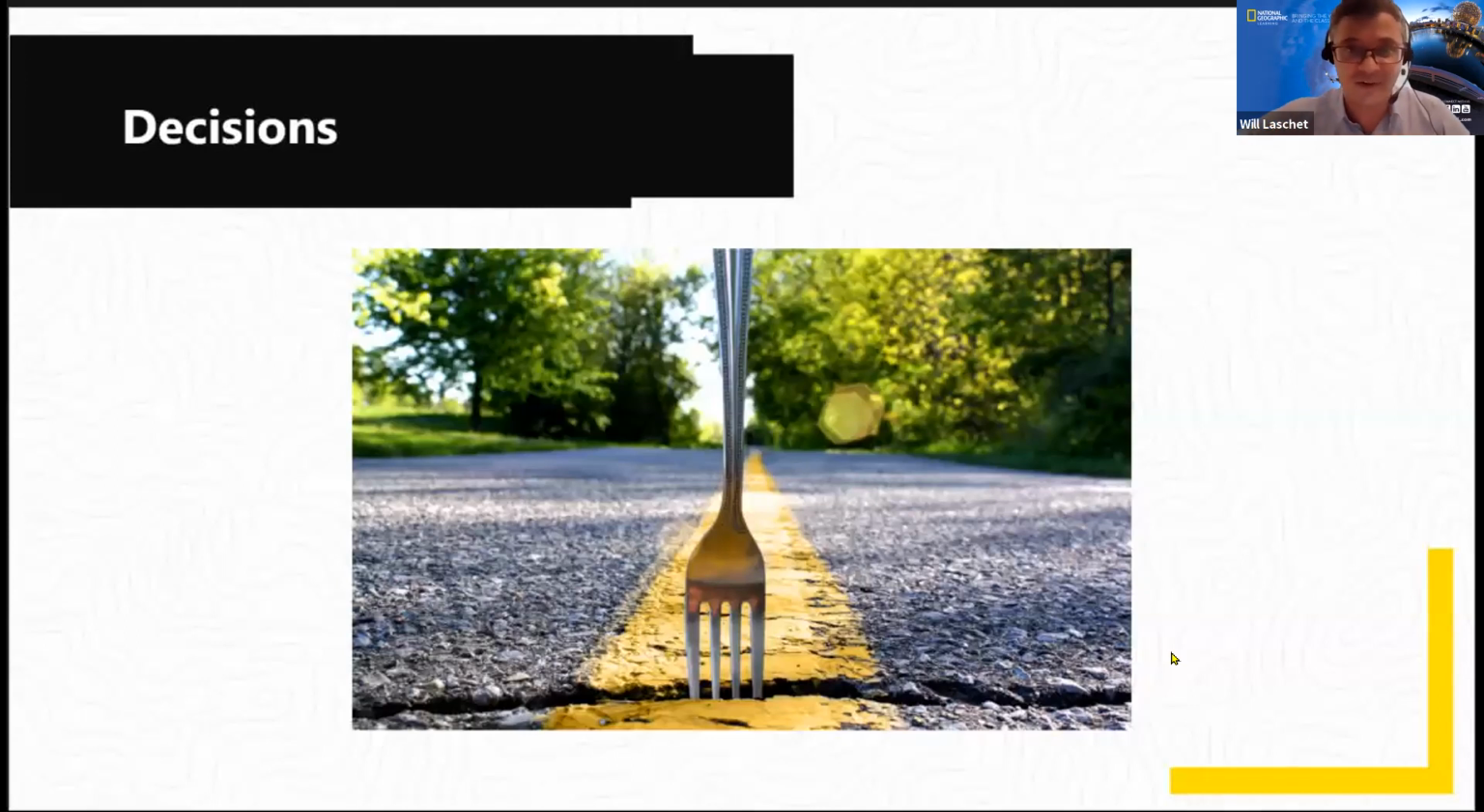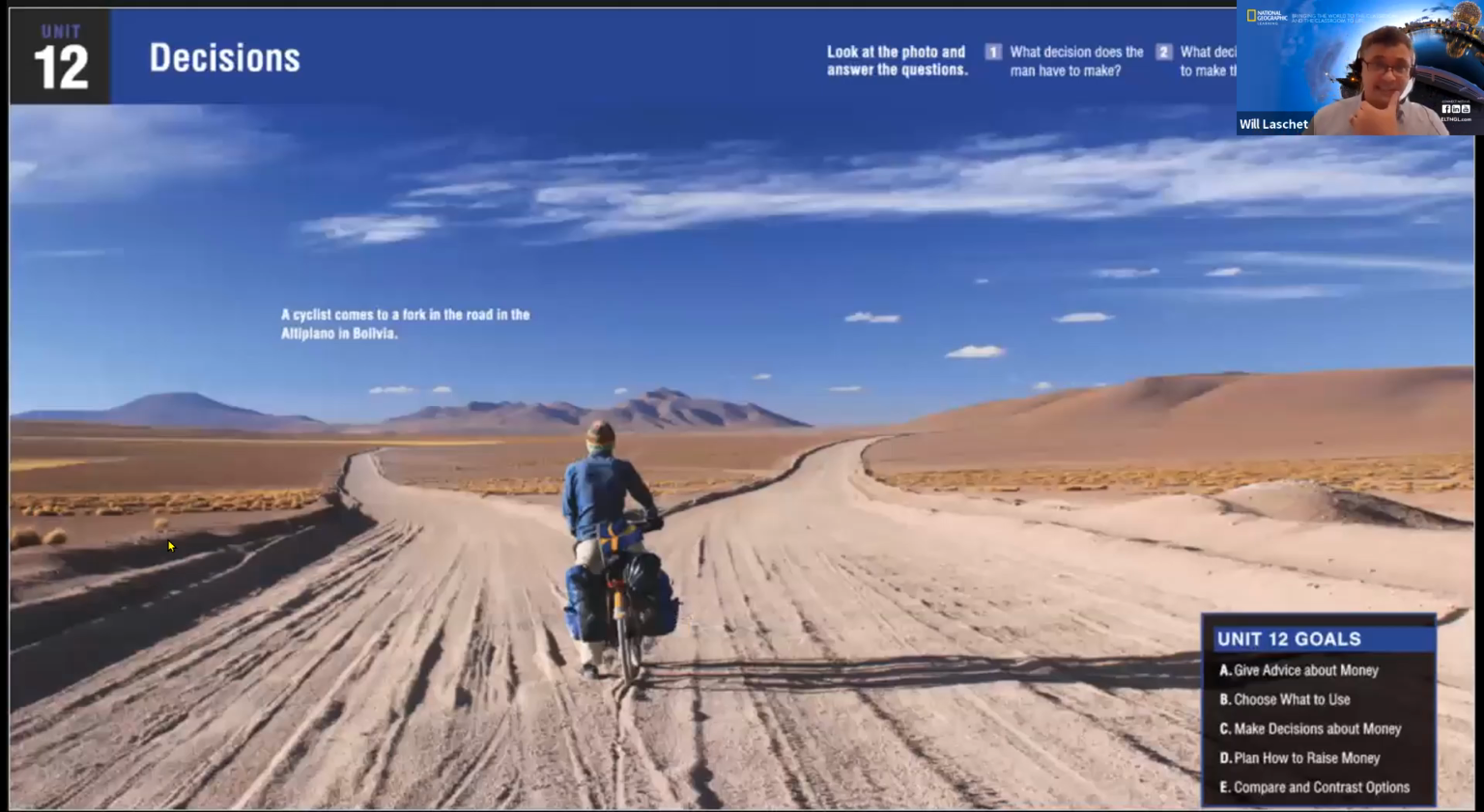Very nice, Sheridan. Thank you for that. A major decision, perfect. So this is the unit opener from the unit Decisions. What can you see here? We've got a nice image. We can see a fork in the road. That's right, Rudy. Can anyone tell me where this is? See who's got sharp eyes. Where is this fork in the road?